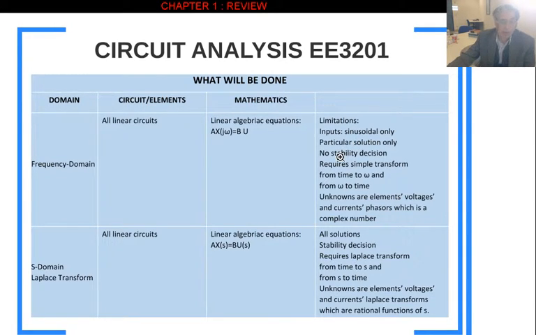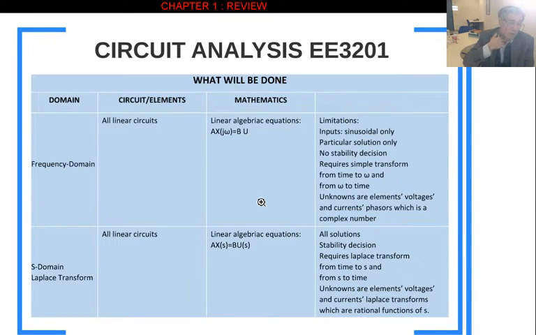No stability decision in this domain. It requires a simple transformation from time to omega domain, the frequency domain, that's omega, and from omega to time. Unknowns are elements of voltage, current, and phasors, which is a complex number that we mentioned here.